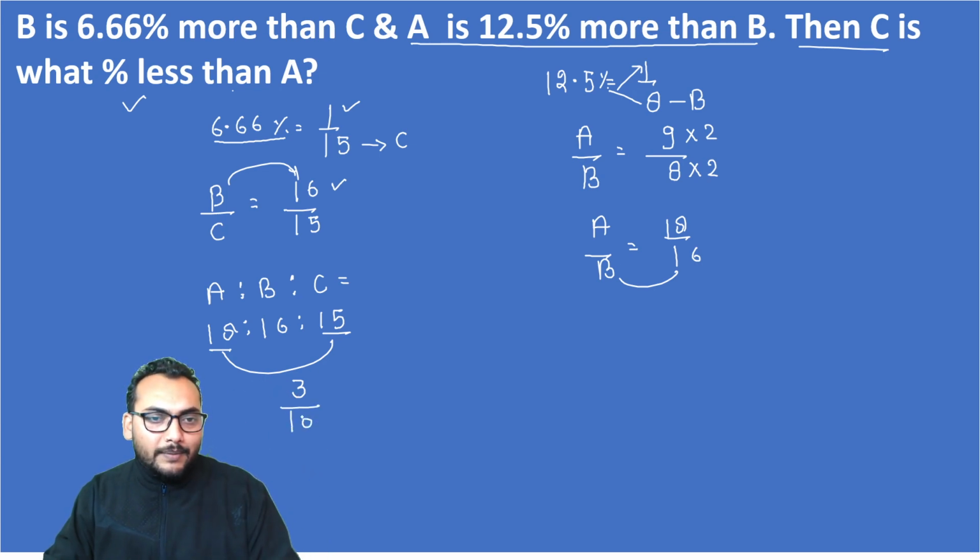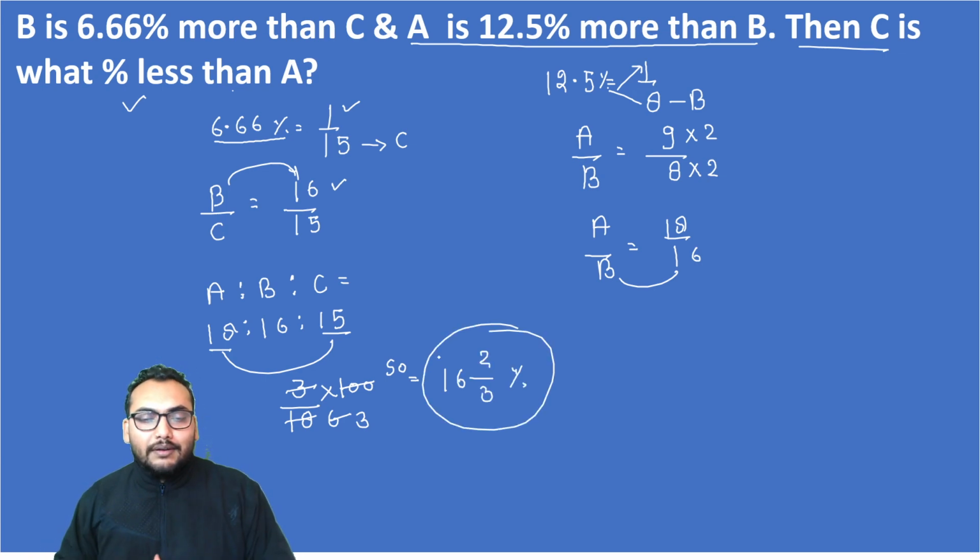So 3 by 18. Now I need to convert it into percentage, so I need to multiply it by 100. So 3 1 ja 3 and 3 6 ja, so 2 3 ja and 2 50 ja, and 50 by 3, that means we will get 16 2 by 3%, right?